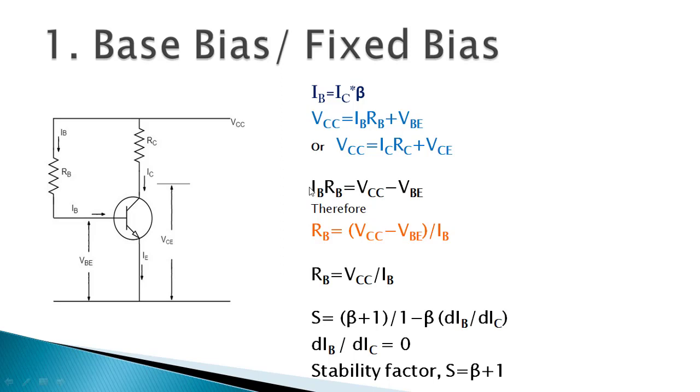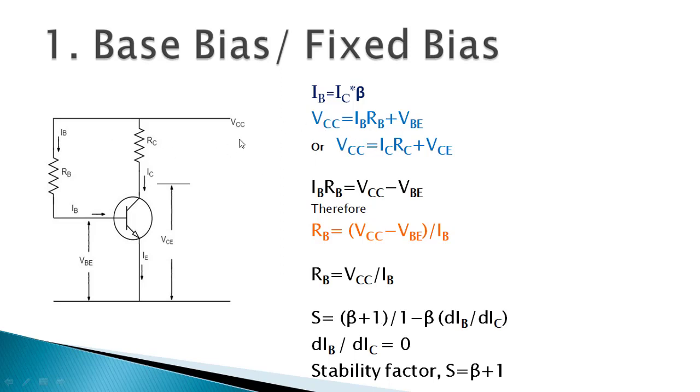Using this circuit, we are forming several equations. You already know this equation: IB is equal to IC divided by beta, because beta is equal to IC divided by IB.